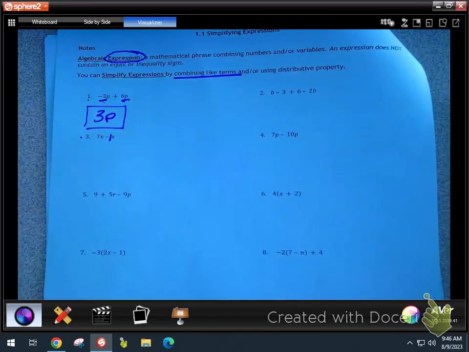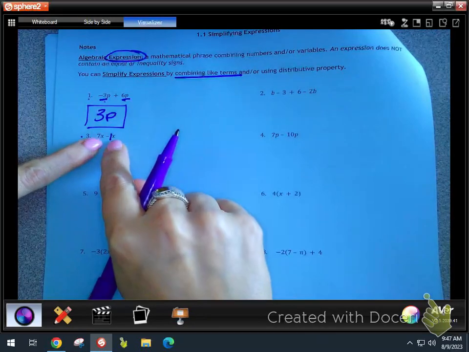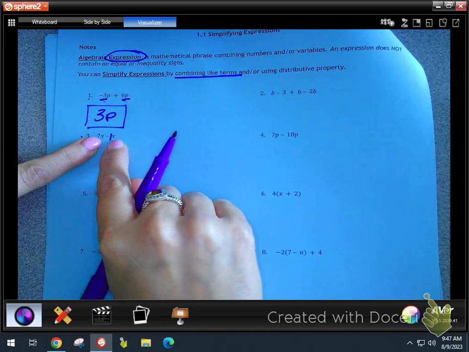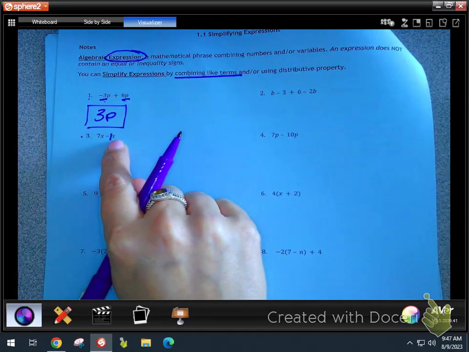A negative. Okay, do you see that minus sign in between? Minus is telling you that's a negative coefficient. It's not minus a negative, but when you put them together, you can think of it as a negative. So are these guys like terms? Yes. How do we know? Well, not the coefficients, it's the variable. They have the same variable.